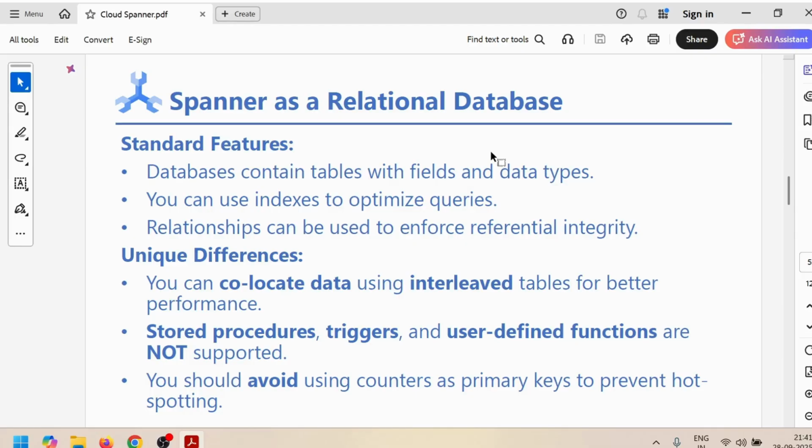And what is a split? A split is like slicing a table into smaller chunks.